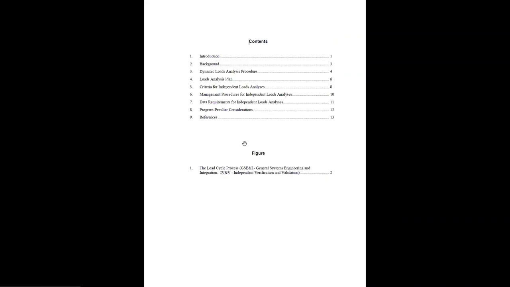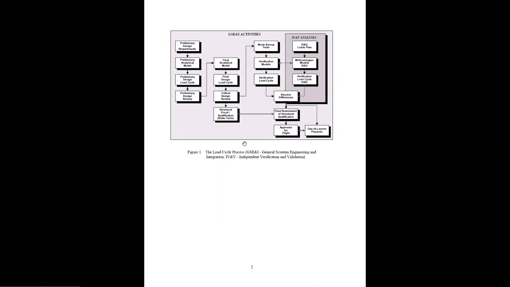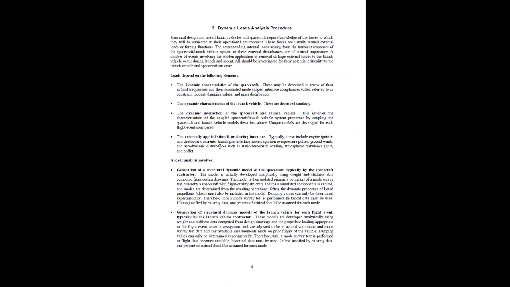It talks about the dynamic loads analysis procedure, and it provides quite a bit of information. It shows a load cycle process, some of which we discussed at a very top-level view. It provides background information, and then the dynamic loads analysis procedure, the dynamic characteristics of the spacecraft, and the dynamic interaction of the spacecraft and launch vehicle. It then talks about the external applied loading conditions, which can account for ignition overpressure, ground winds, launch pad interface forces, aerodynamic disturbances, static aeroelastic loading, atmospheric turbulence, and buffet.